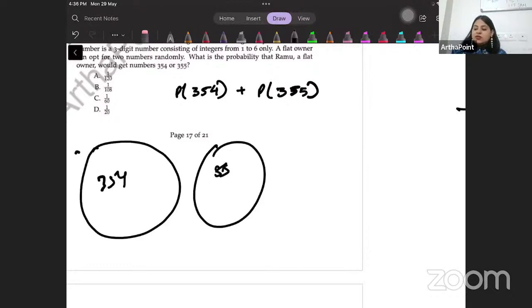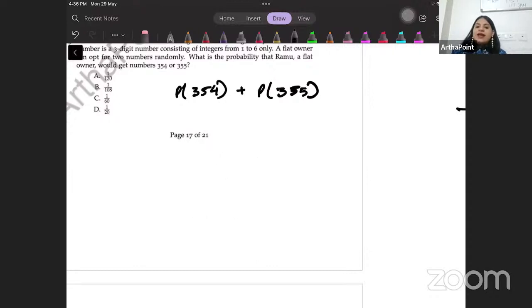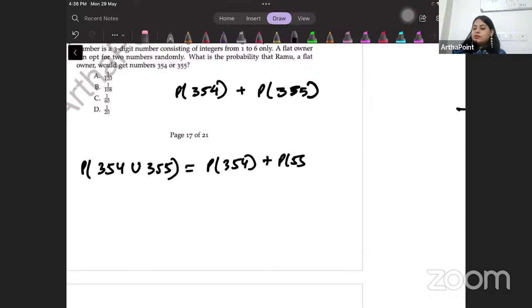So ideally, just think about it, beta. Ideally, I am finding this 354 union 355. So this should be probability of 354 plus 355 minus probability of 354 intersection 355. But this is null. You can't have both, right? This is null. So if this is null, that goes away. Are you getting it? So either 354 or 355.